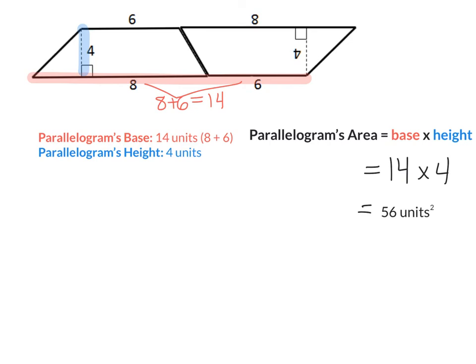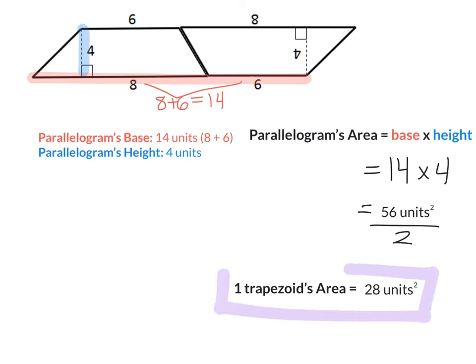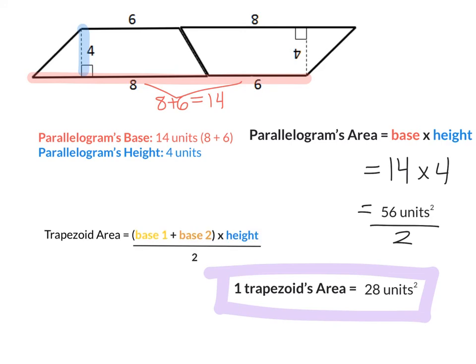Since we're only looking for one trapezoid, we need to divide the parallelogram's area in half. So 56 divided by 2 is 28 units squared. The areas of the trapezoids match. This means that the formula we made to find the area of one trapezoid works.